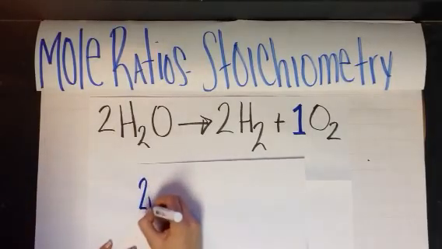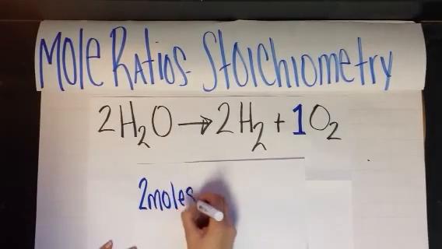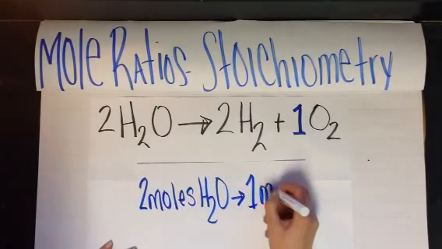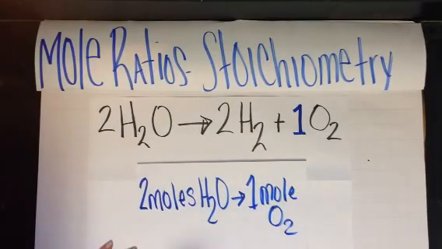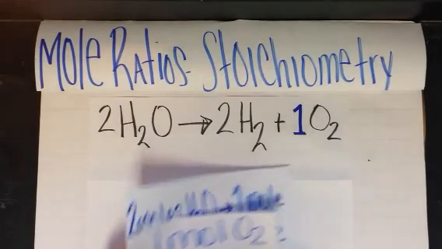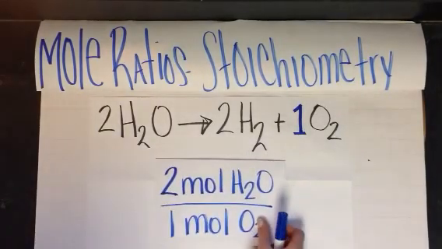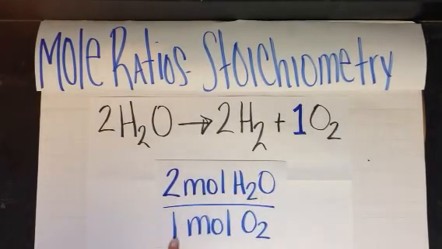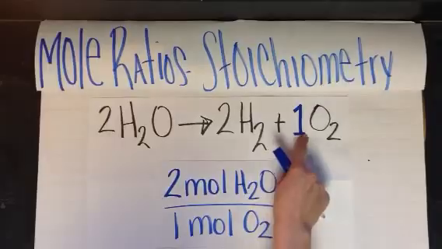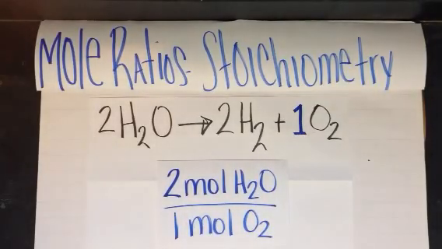2 moles of water react to produce 1 mole of oxygen. Now, another way of saying that for us is 2 moles of water per every 1 mole of oxygen. I got these numbers from the coefficients. That's called a mole ratio, and that's the way we're going to be using it.